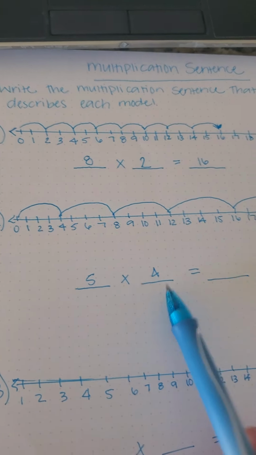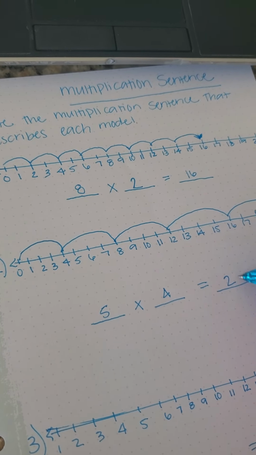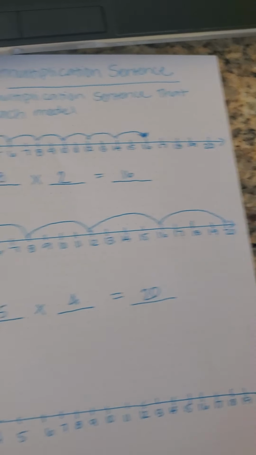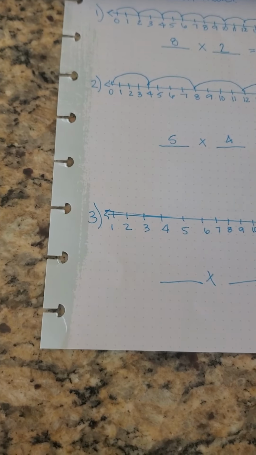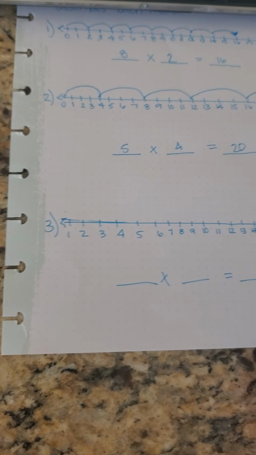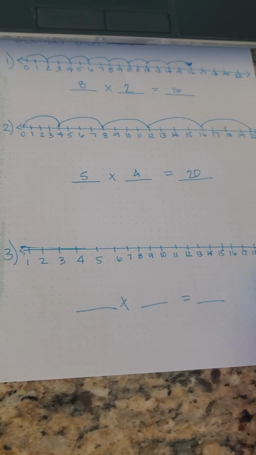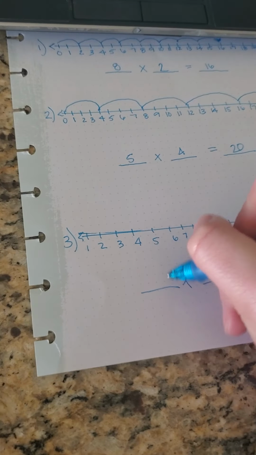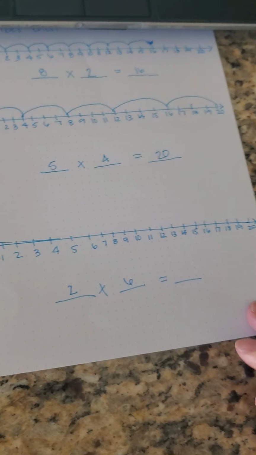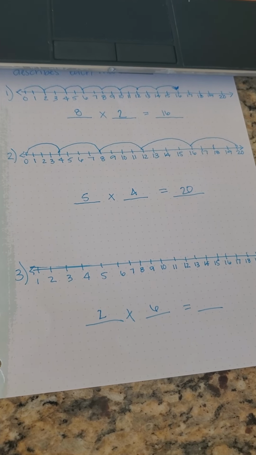Go ahead and work out what is 5 times 4. Very good. We all should have gotten 20. And if we look at our number line, our arrow ends at 20. Now we'll go down to our last one. I'm going to have you work this one out on your own. Show me on your number line what 2 times 6 would equal. I'll give you a minute to work this out.